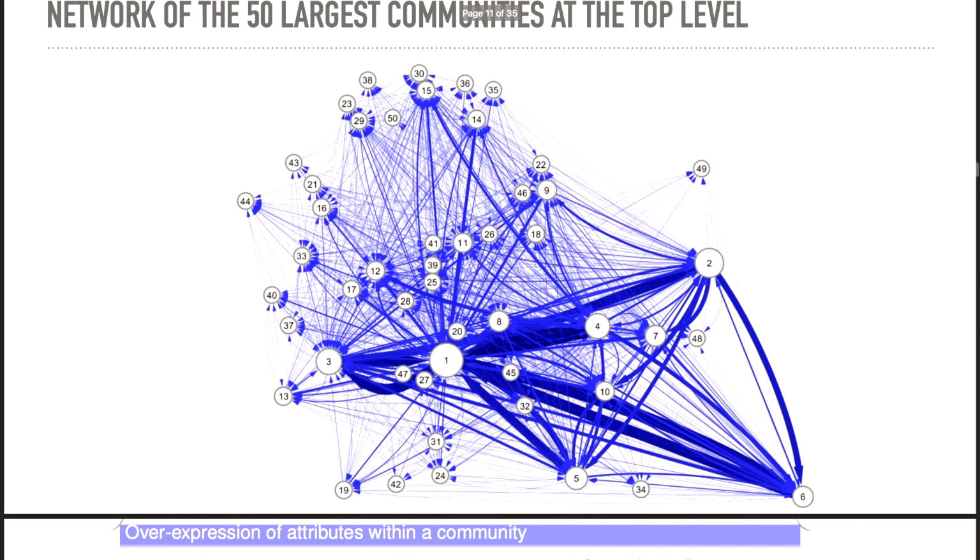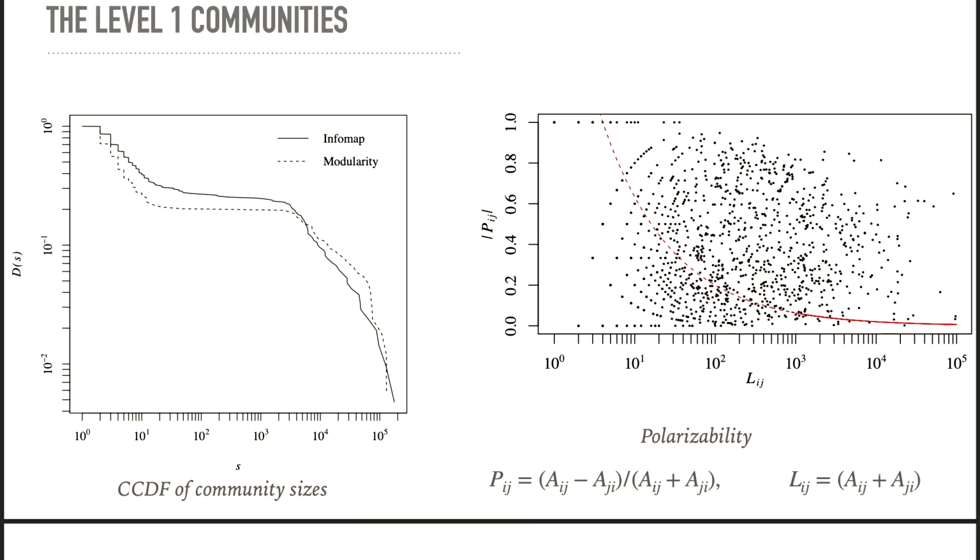Next, we move to the inter-community links. Aij is the number of links between the communities, Lij is the total number of links between communities i and j, and Pij is a quantity we define as polarizability. It tells whether the link weight between the communities is asymmetric or symmetric. If it is symmetric this will be 0, and if it is asymmetric this quantity would be plus or minus 1.